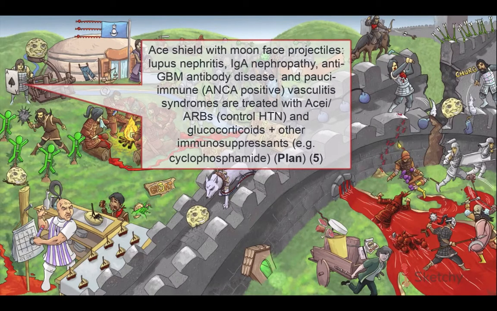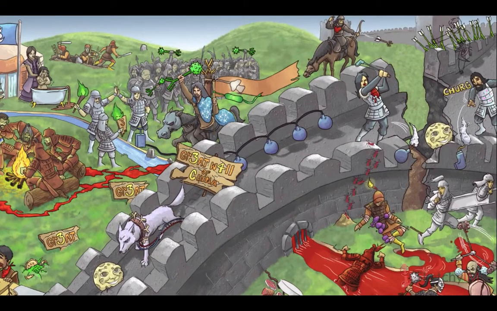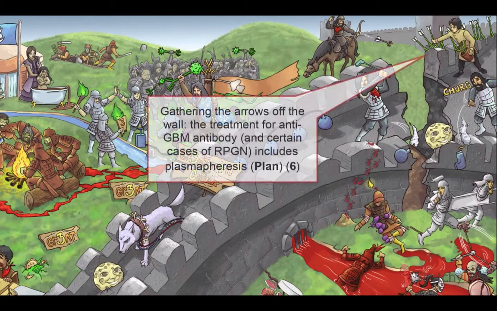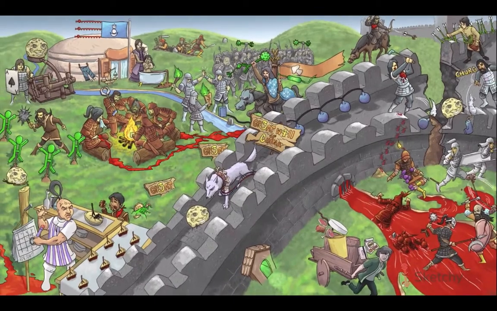ACEs and ARBs are used to control blood pressure and prevent irreversible damage to the glomerulus, highlighted by the ACE shield held by the corticosteroid catapulter. The treatment of choice for anti-GBM antibody disease and certain cases of RPGN is plasmapheresis combined with previously discussed anti-inflammatories. We've depicted plasmapheresis at the wall here, with this guy gathering the stray arrows, filtering the blood of immunoglobulins, if you will. Well, you know what they say, history is written by the winners.